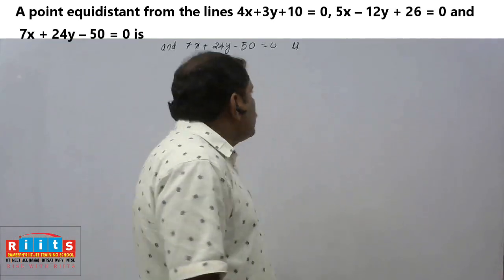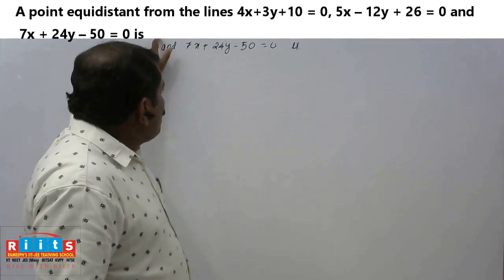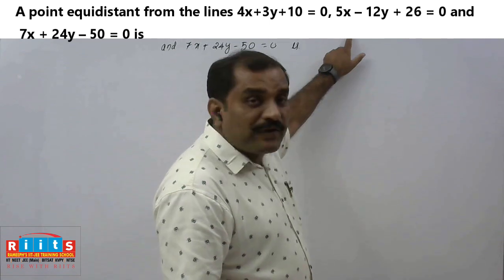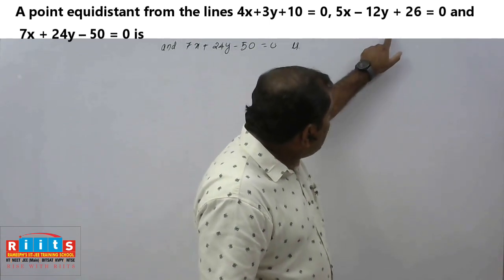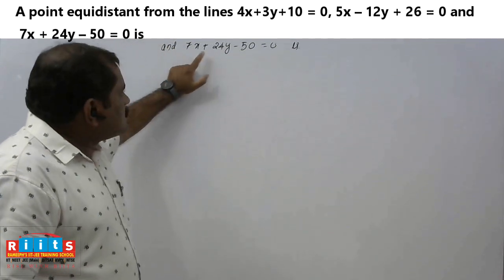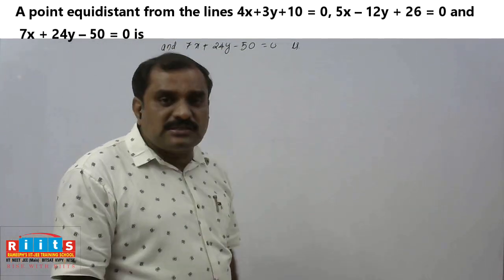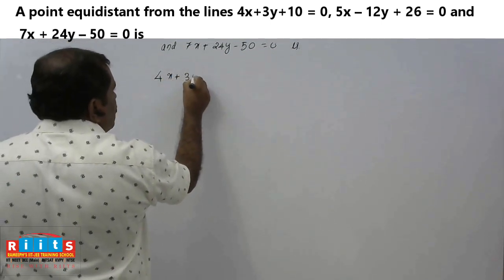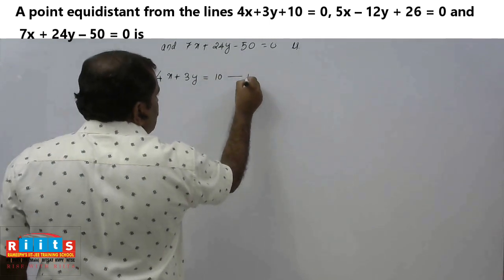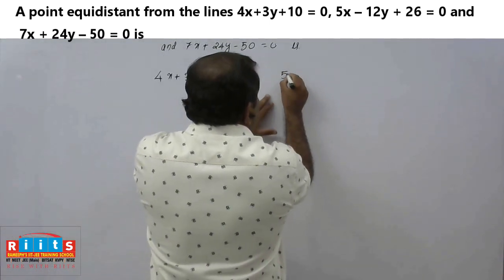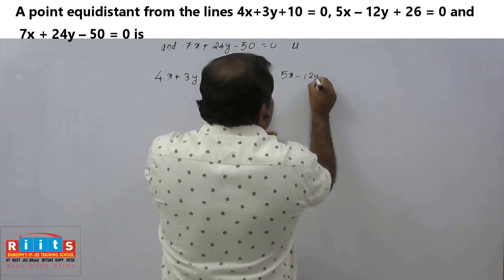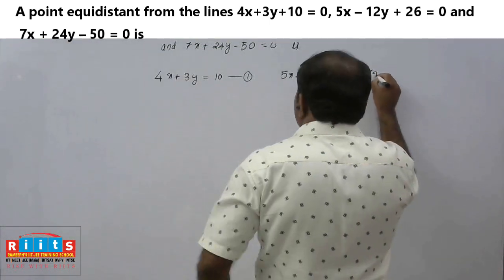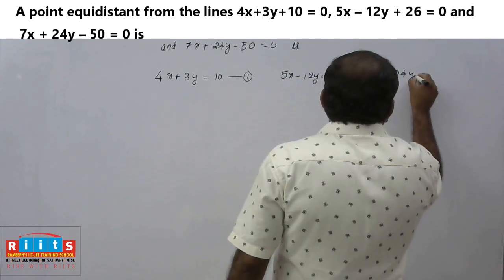Okay, students, our next question. The point equidistant from the lines 4x plus 3y is equal to 10, 5x minus 12y plus 26 equal to 0, and 7x plus 24y minus 50 is equal to 0. That is, the first equation is 4x plus 3y is equal to 10. The second equation is 5x minus 12y is equal to minus 26. The third equation is 7x plus 24y is equal to 50.